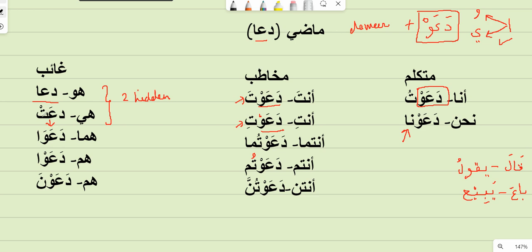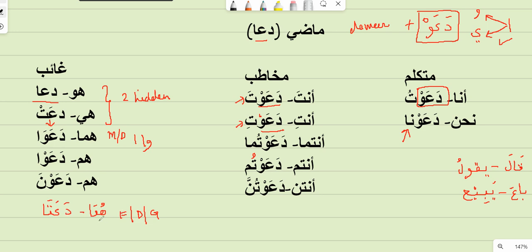Huma, it's da'awa. Okay, the alif cannot come, so the one alif is changed to waw. So that's why huma is da'awa. And I missed the feminine dual ghaib.